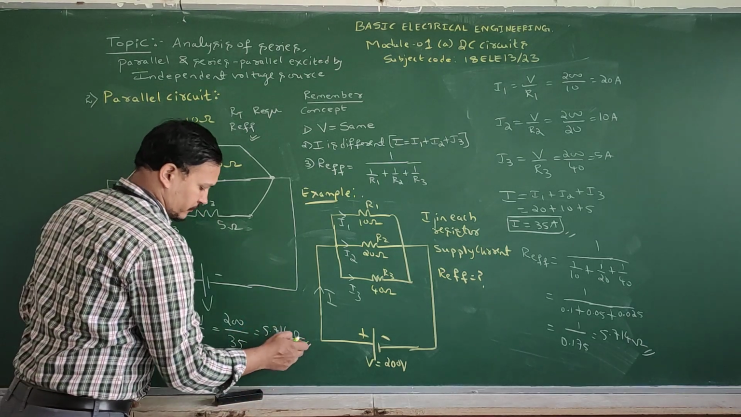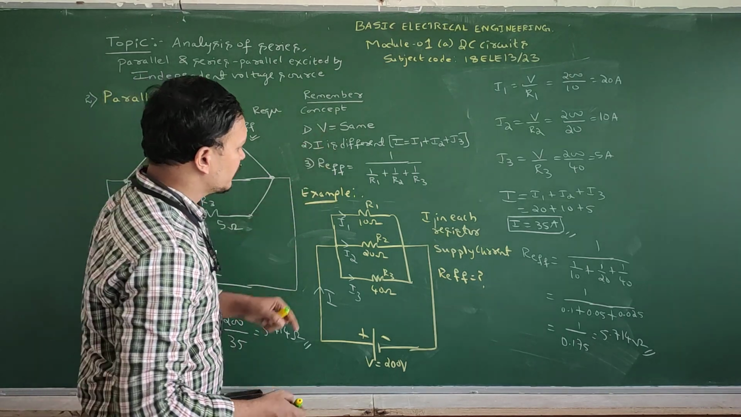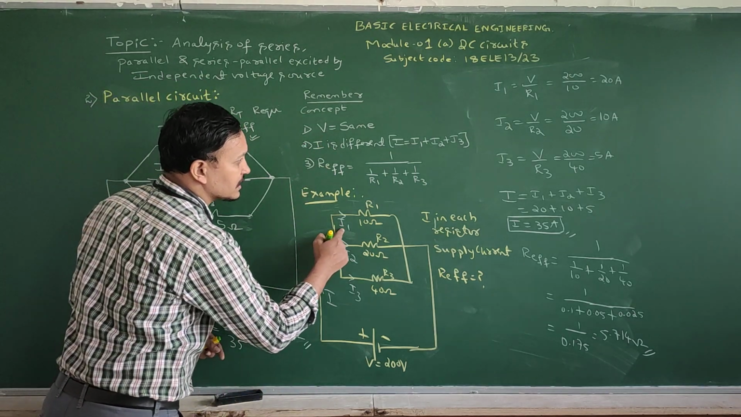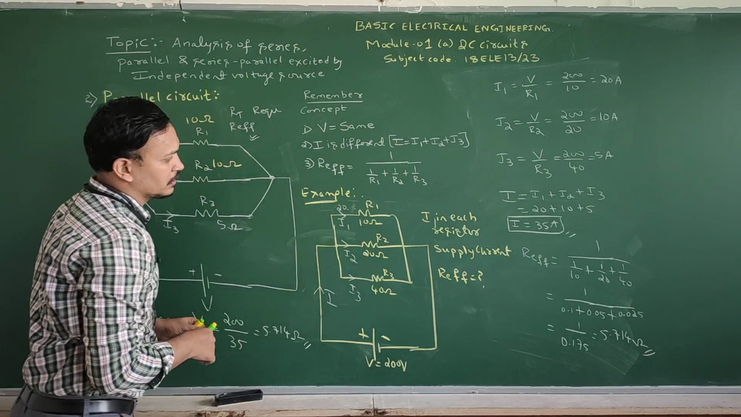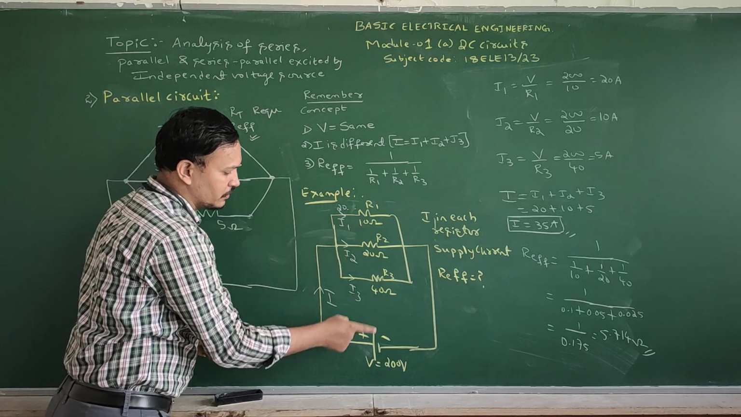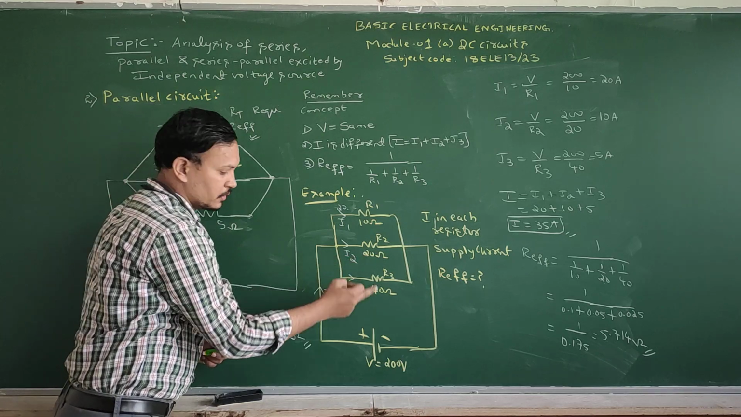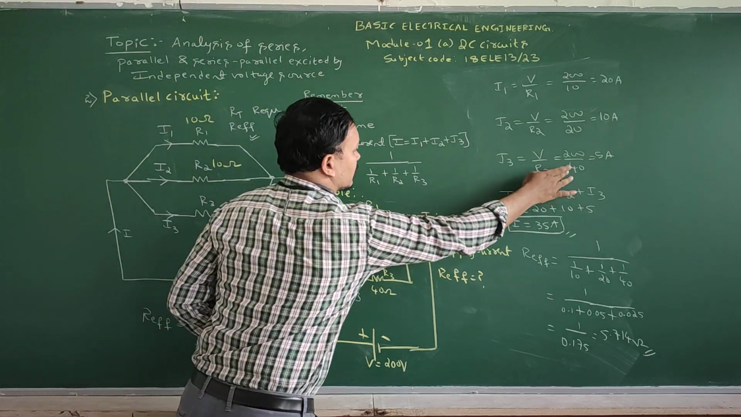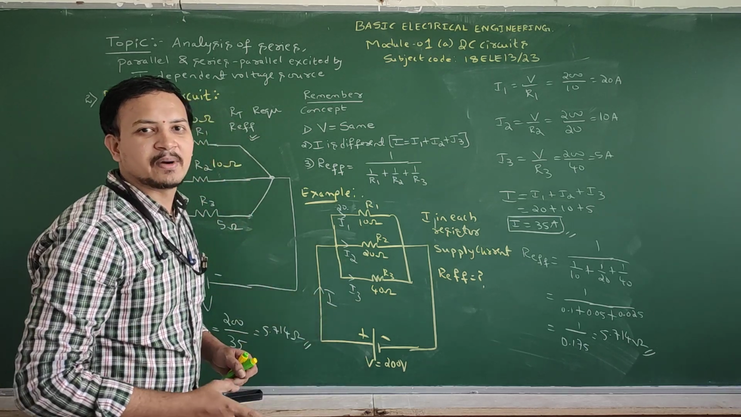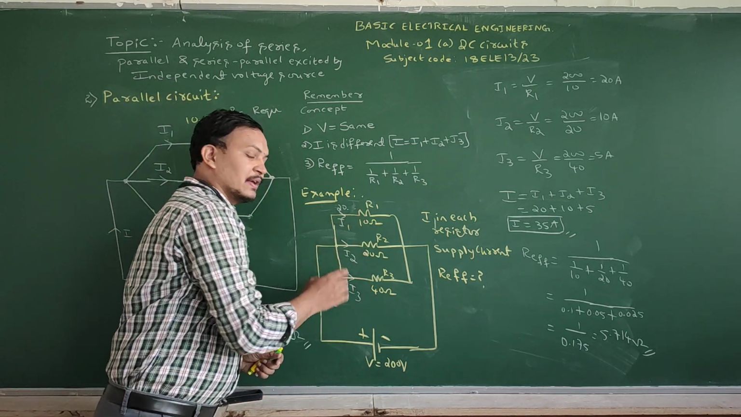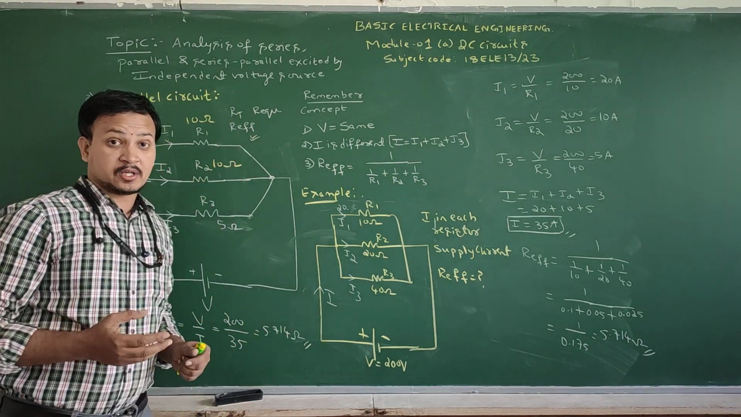Okay, got it? Fine. So therefore, voltage across each and every resistor is same. If you want, you can cross check. Look at here. What is I1 value you got? 20 ampere. Now voltage, 20 into 10, 200 volts. What is I2 you got? 10 amperes. 10 into 20, 200 volts. What is I3 you got? 5 ampere. 40 into 5, 200 volts. Therefore, in parallel circuit, voltage across each and every element will be same. Okay, got it?